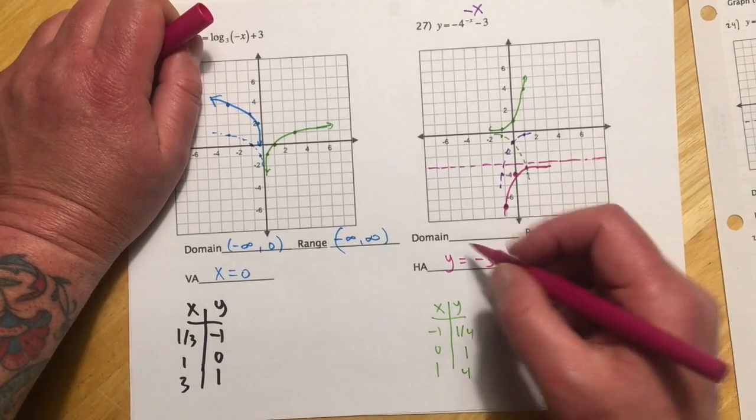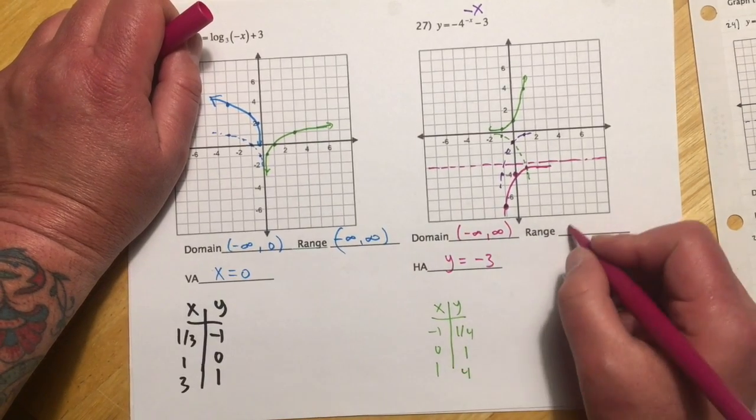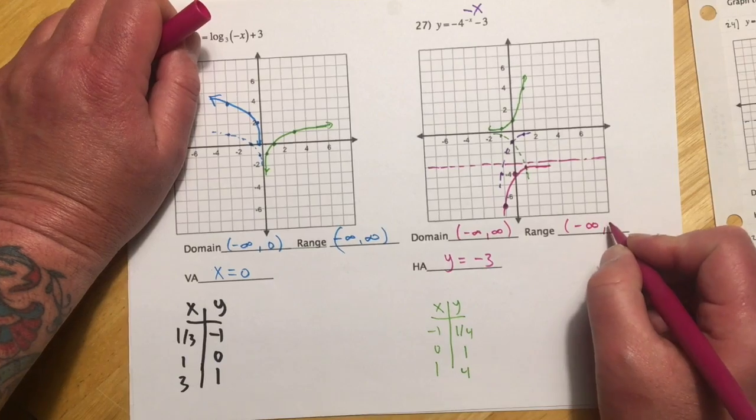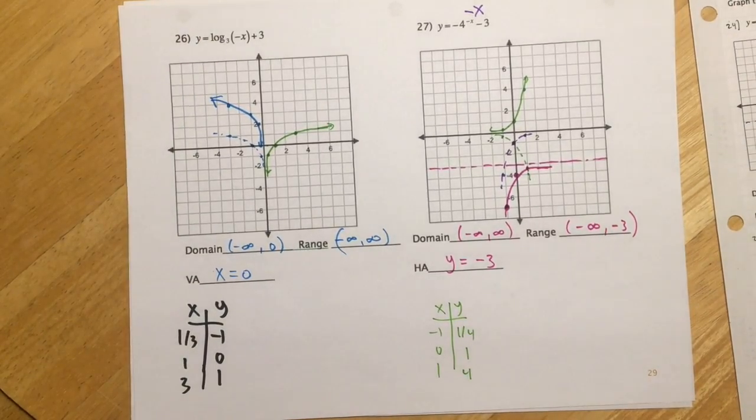And then my domain on these ones is all real. And my range is going to go from -infinity up to -3. And that wraps up the exam 1 review.